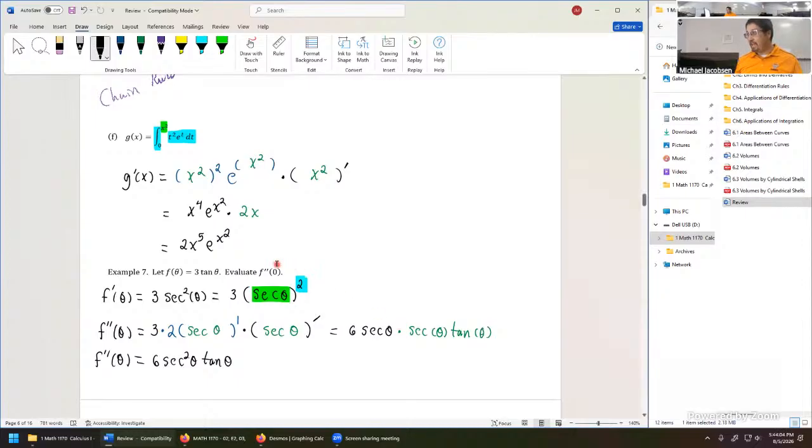We can now finally do f double prime at 0 because we know what the function is for f double prime. So the derivative work is done, just one evaluation to go. Any questions or comments to this stage?